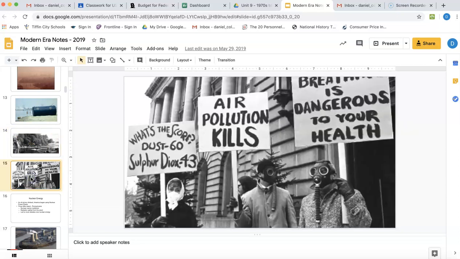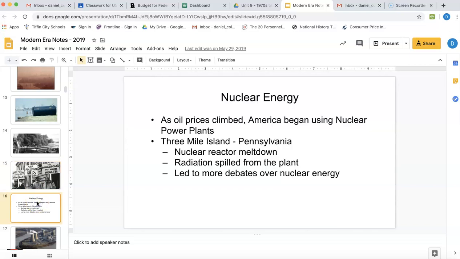Here's some pictures from the environmental movement, right? And some of the protests. Along with that, one of the major issues environmentally became nuclear energy. As oil prices get higher and higher in the 70s, Americans start turning to using nuclear power plants. These were new technology for the time. Basically, the idea is take the same power that's generated from splitting an atom when you blow up a bomb, but do it in a controlled way and use that energy then into electricity.